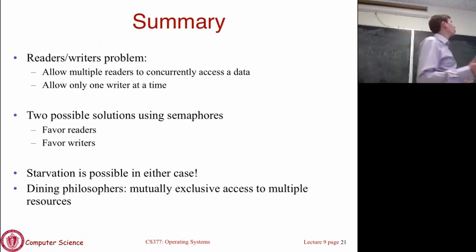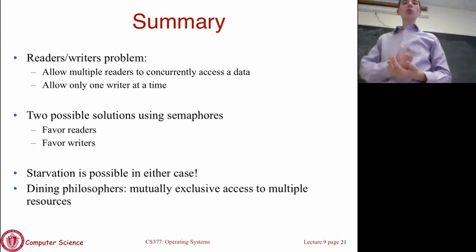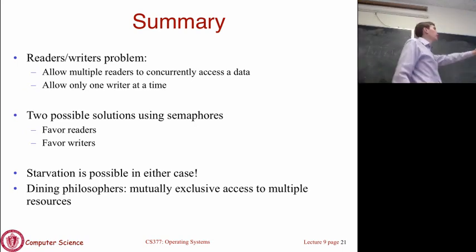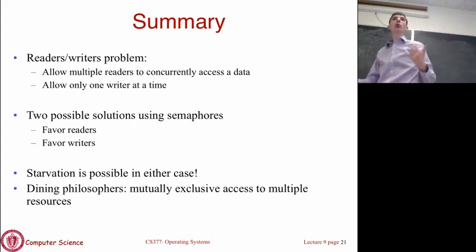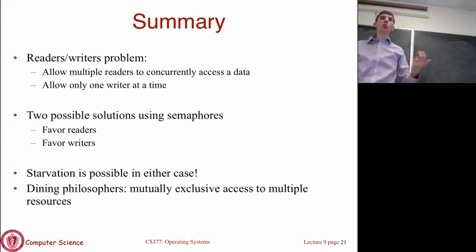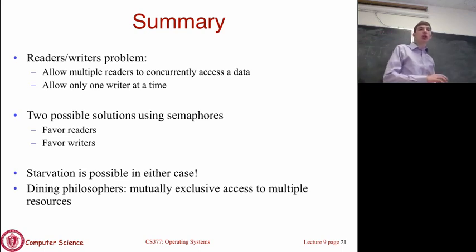So that's pretty much it. Remember we talked about the reader-writer problem, where we're looking at allowing multiple readers to concurrently access data. Of course, only one writer is allowed. And we looked at two different solutions. You could favor either readers or writers. Both are not really fair, but you could do either one depending on what you actually want your application to do. But you can get starvation in either case.